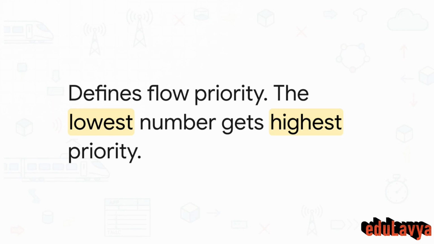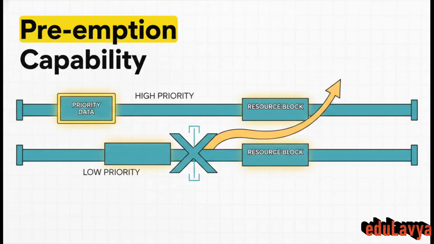This basically defines the relative priority of a given quality of service flow. But here is a slightly counterintuitive engineering rule you absolutely must remember. The flow with the lowest numerical value is actually the one that receives the highest priority. So a priority level of 1 completely outranks a priority level of 5. The second parameter is preemption capability. This one asks a simple question: can this specific flow take resources away from others?